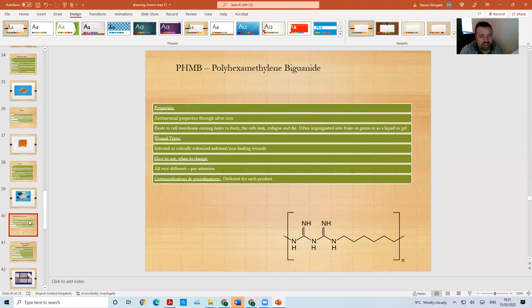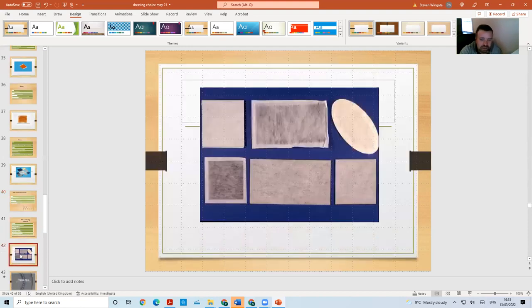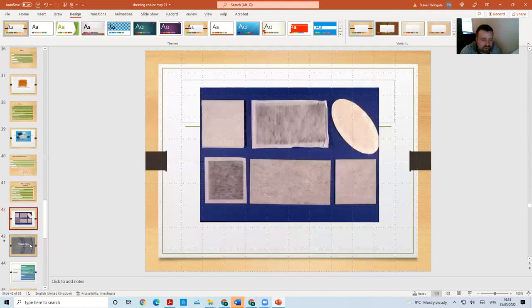PHMB, looking at antibacterial properties, binds to cell membranes, causing holes to form and the cell leaks. So obviously forms of gauze, liquids or gels. Wound types, you're looking at non-healing wounds. So this is to really stimulate those new stages of growth. And again, that's what they look like.